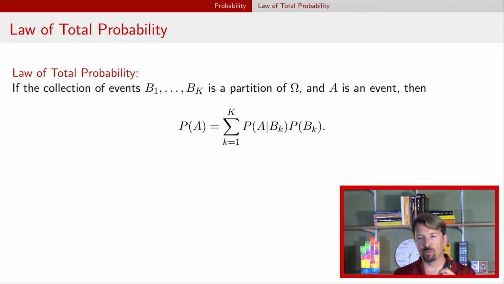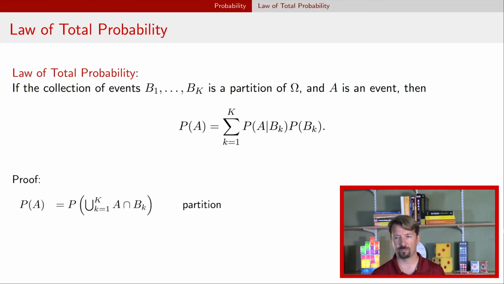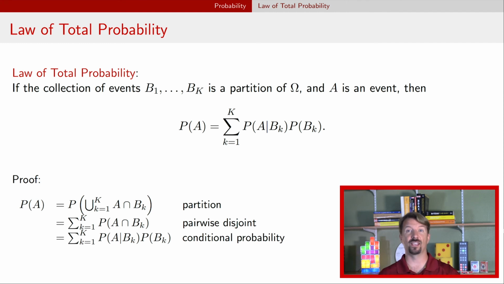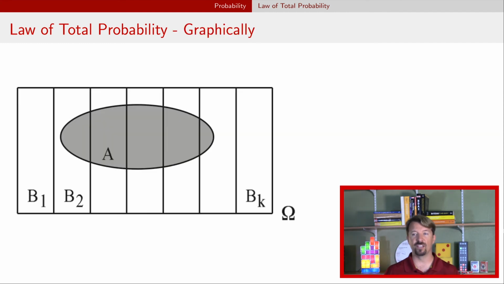If you look at the product after the sum there, the conditional probability of A given BK times the probability of BK, and you go back to the definition of conditional probability, it turns out that that's just the probability of the intersection of A and BK. And that, in a second, when I show a diagram, might provide some intuition in terms of why this is true. Here's the proof. You can go ahead and pause the video right here and take a look at the proof, but it's pretty quick.